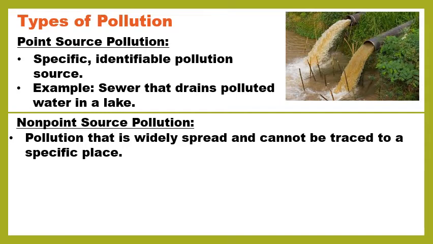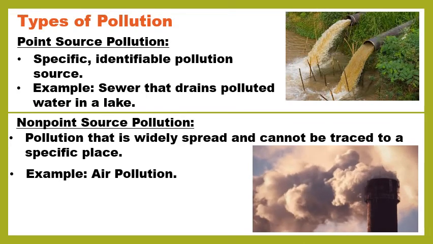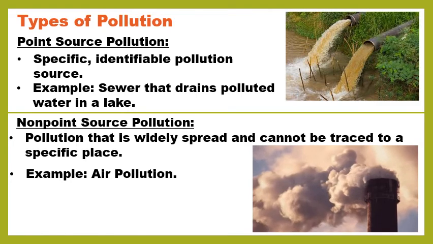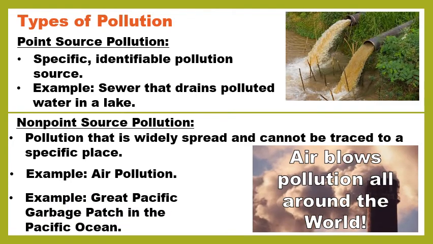So I think the best way to try to understand that is to look at examples. So let's talk about air pollution. All right, so we have chemicals being released in air. And it might be from a specific factory, but air blows pollution all around the world. So you can't say with certainty that your air pollution is just limited to your area and won't travel around the world by wind and contaminate other sources.